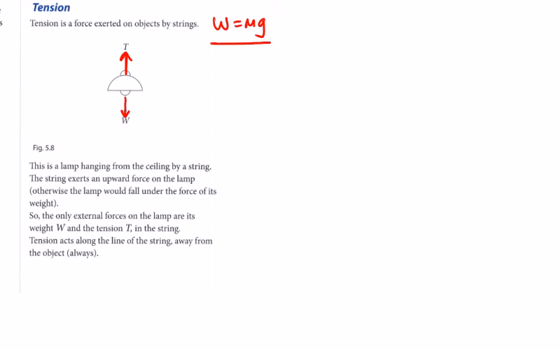So this is a lamp hanging from the ceiling by a string, and the string exerts an upward force on the lamp, otherwise the lamp would fall under the force of its own weight. So the only external forces on the lamp are its weight and the tension in the string. We can say that T is equal to W here, and then there will be multiple things at play, and we'll be able to calculate whatever unknown variables we have. And tension always acts along the line of the string, away from the object, always, never towards the object.